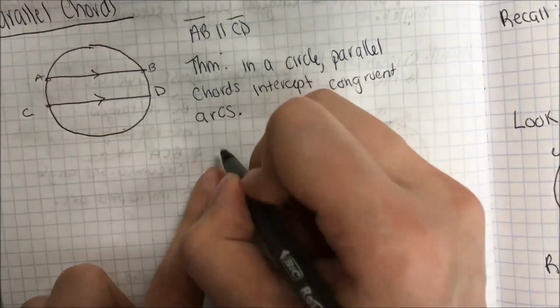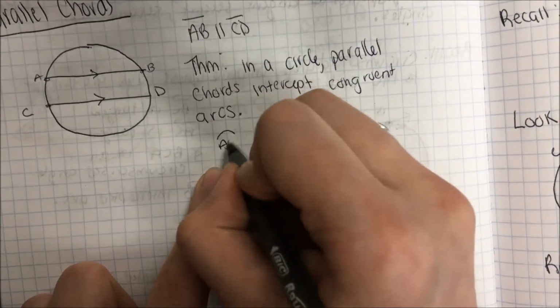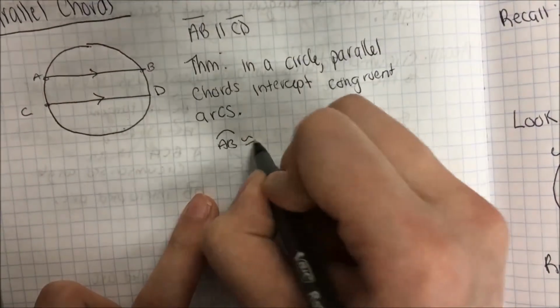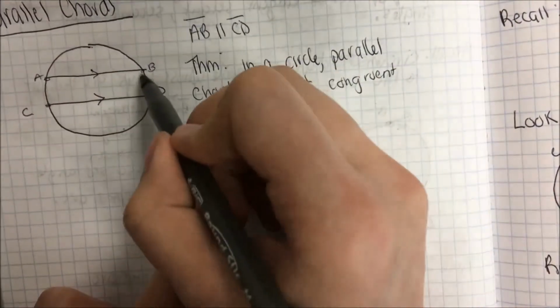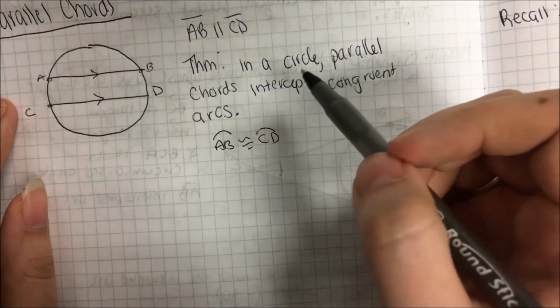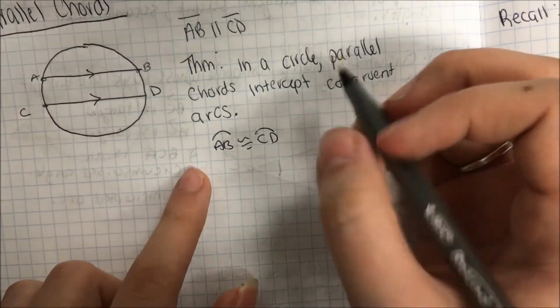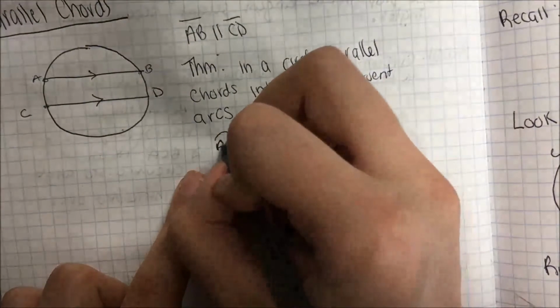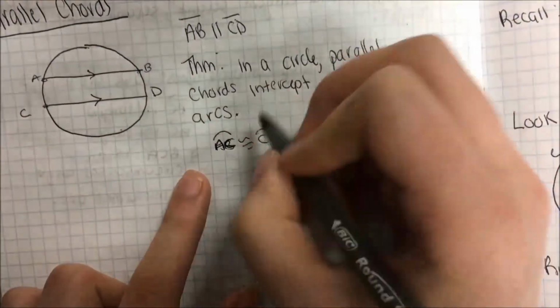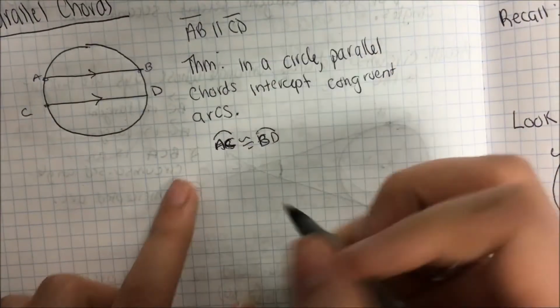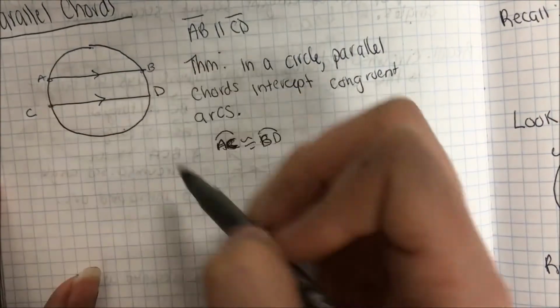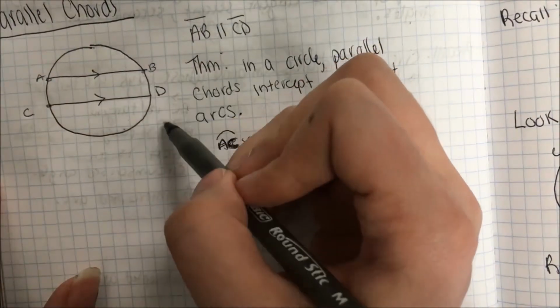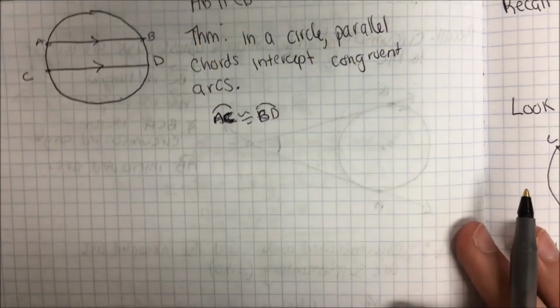So that would mean that arc AC and arc BD would be congruent.